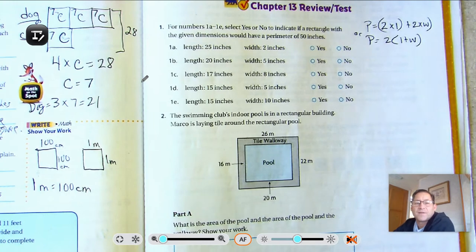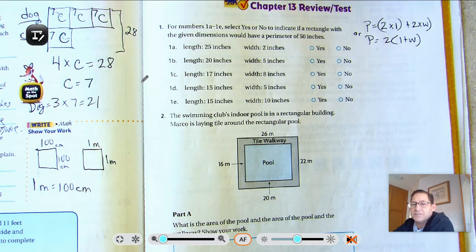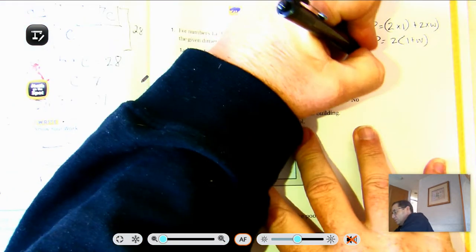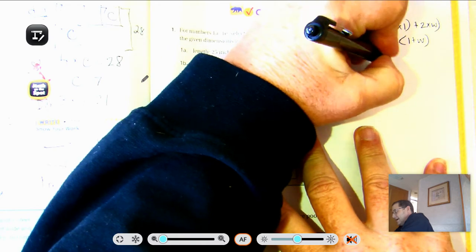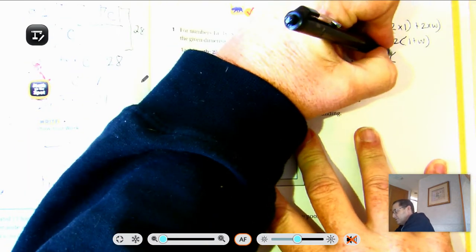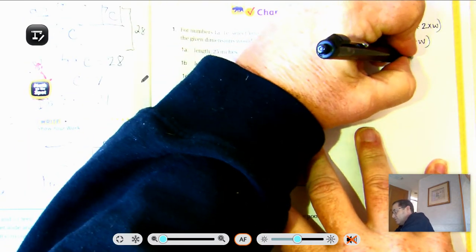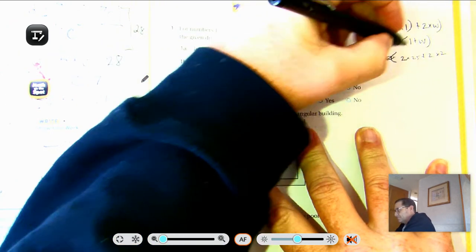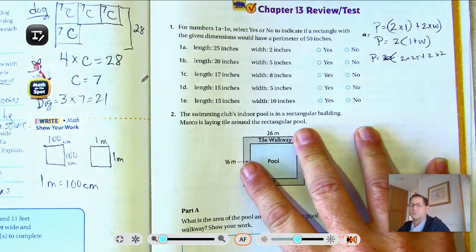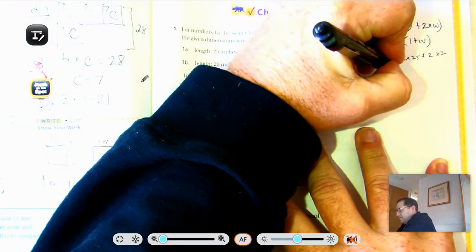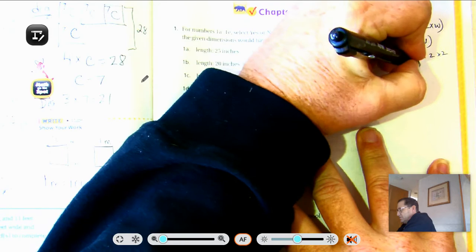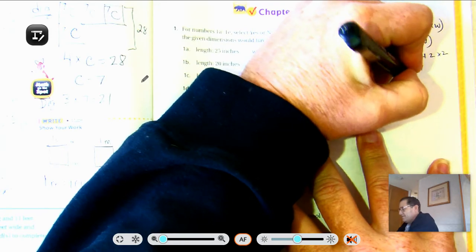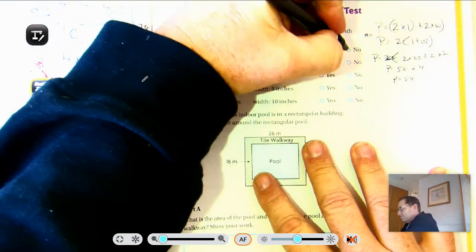Okay, so if I have a length of 25 and a width of 2, is that 50 inches? Well, let's see. 2 times 25 plus 2 times 2. Well, 2 times 25 is 50, and 2 times 2 is 4, so that's 54. No.